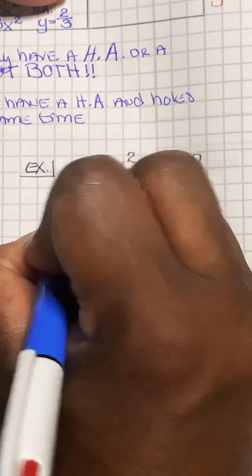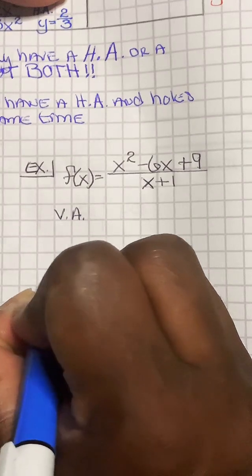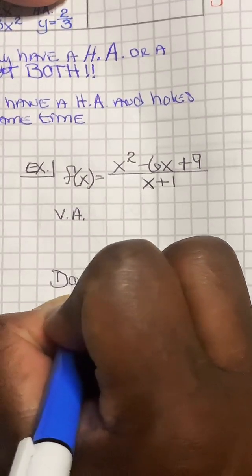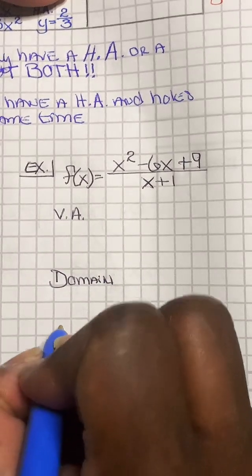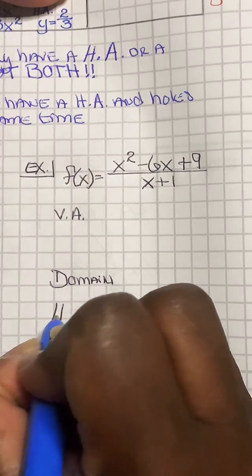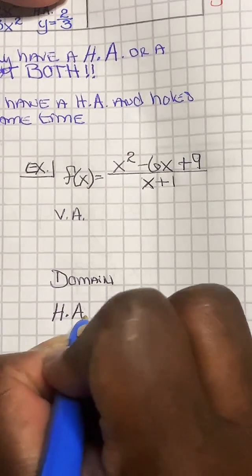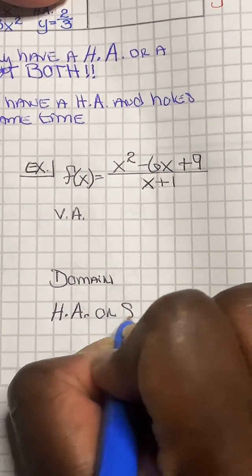So what I would like is the VA. I'm going to give myself a little more room this time. So I want the VA. I want the domain. And then I want to know, is it horizontal or slant?